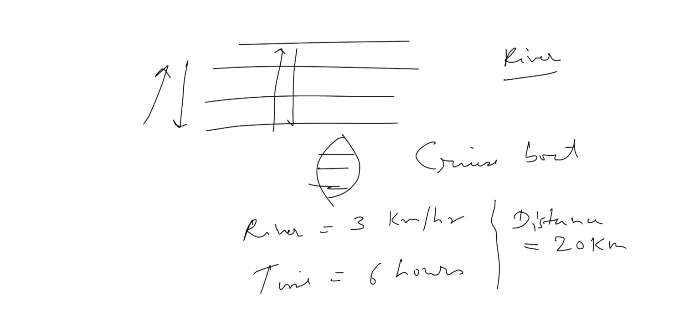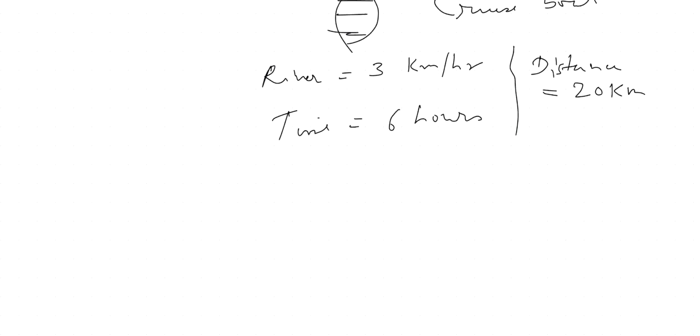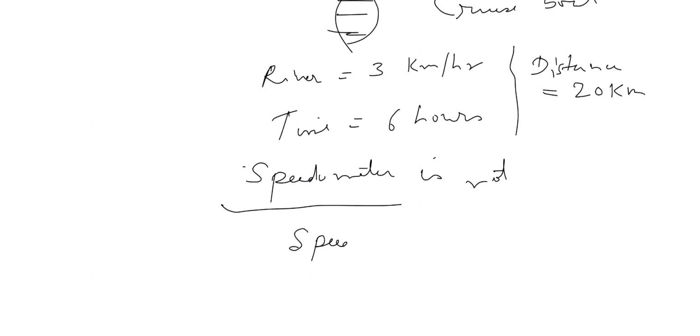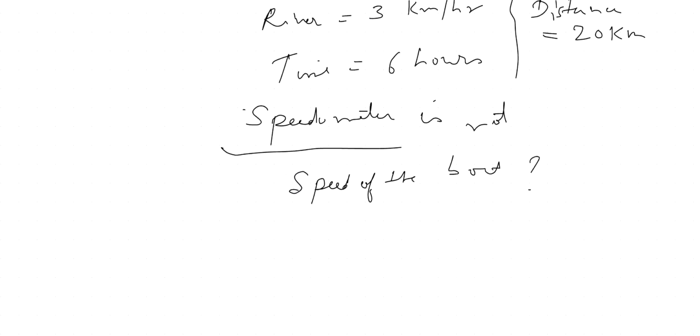Okay. Now, what's the idea about this? What's the story? The story is that you come back to the starting point, and the driver tells you that the speedometer is not working. What does the speedometer do? You have to find out the speed of the boat. Okay. So take some time and tell me what do you think should be the speed of the boat?